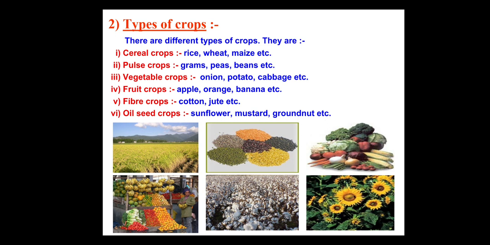The different types of crops based on the way we use them are as follows. Cereal crops, the staple food which we eat, either rice, wheat, maize, etc. Pulse crops, dal हम जो खाते हैं, so those are pulses, grams, peas, beans, etc. Vegetables, onion, potato, cabbage, etc. Fruit crops, apple, orange, banana, etc. Fiber crops, cotton, jute. Oil seed, घर में हम तेल यूज़ करते हैं, तो वो क्रॉप है सनफ्लावर, मस्टर्ड, ग्राउंडनट, etc.